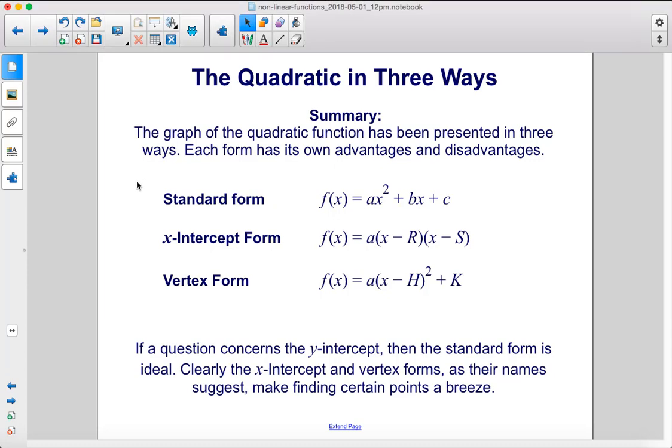Summary. The graph of the quadratic function has been presented in three ways. Each form has its own advantages and disadvantages. We have standard form, x-intercept form, and vertex form. If a question concerns the y-intercept, then the standard form is ideal. Clearly, the x-intercept and vertex forms, as their names suggest, make finding certain points a breeze.